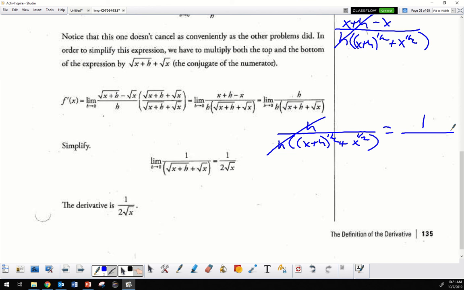Now, the h that was multiplying, that would actually make the whole thing 0. I've canceled that out. So I couldn't plug in 0. So now, the limit as h goes to 0. Since those are gone, I can now plug in 0. 0 plus x is x, right? So it's going to be x to the 1 half plus x to the 1 half. So how many x to the 1 halves do I have? 2. I have 2 of them. So it would be 2x to the 1 half.